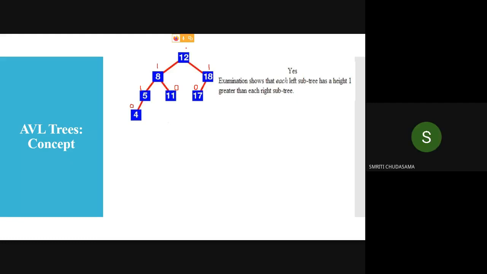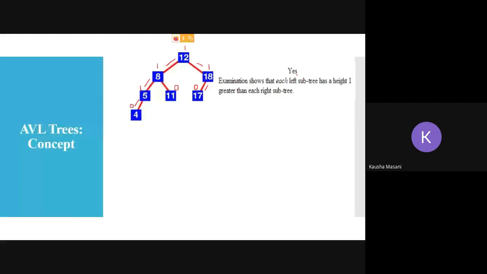0. 1. Why is it not 0? Because, see, I told you, you have to go to the heavy side. The height is the longest path from the root node to the last node. So it is 3 and it is also left heavy, so 3 minus 2, that is 1. So yes, it is an AVL tree.